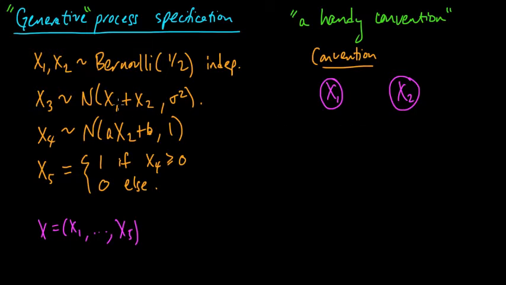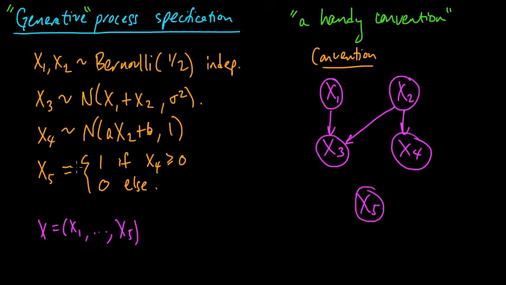And then x3 has a distribution dependent on x1 and x2. So we would put an arrow from x1 to x3 and from x2 to x3. And then x4 depended on x2. And x5, the definition for its distribution depended only on x4. So the convention is that x respects this graph.